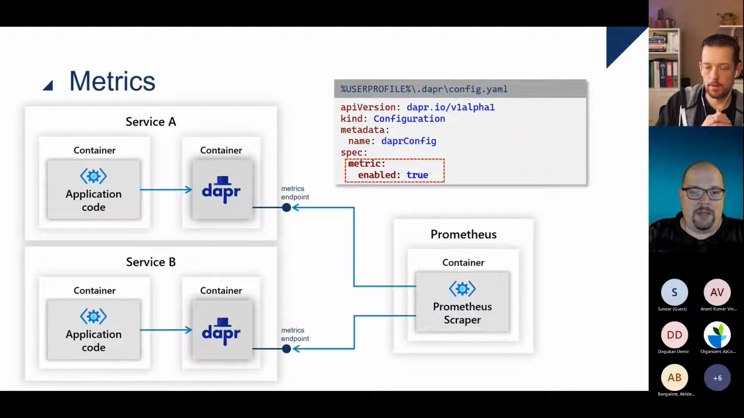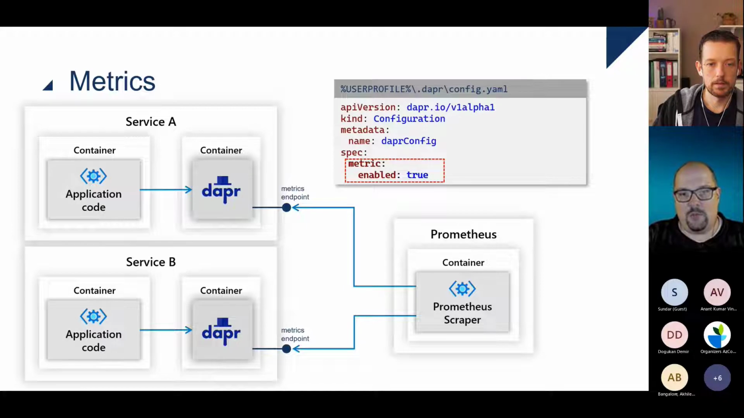Again, here you see an application with multiple services. And this is a little bit different than with Zipkin. With Zipkin, the sidecar containers pushed the data to a certain endpoint. With metrics, it works a little bit differently. If you see in the top right, you see the configuration metric enabled is true. This is the default, by the way. So if you don't specify this, it will be true, but you can disable it.